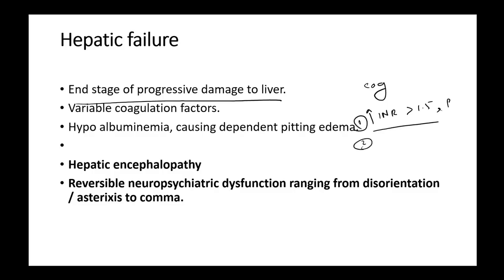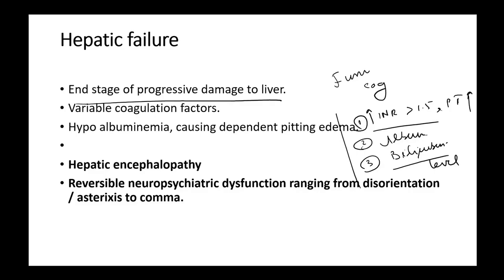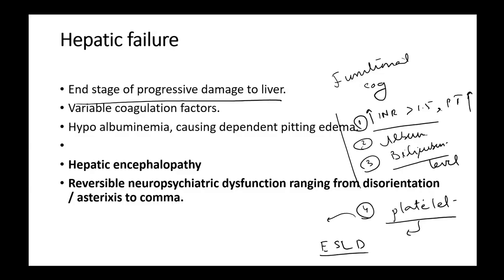Number two, so you can also check PT. PT will be high. Look at the albumin level. If the albumin level is low, that indicates liver failure. Next, check the bilirubin level. So this is how you can check the functional capacity of the liver. One other clue in the exam question or in the real life situation is you can look at their platelets level too. And these patients are patients with end stage liver disease. They have thrombocytopenia.